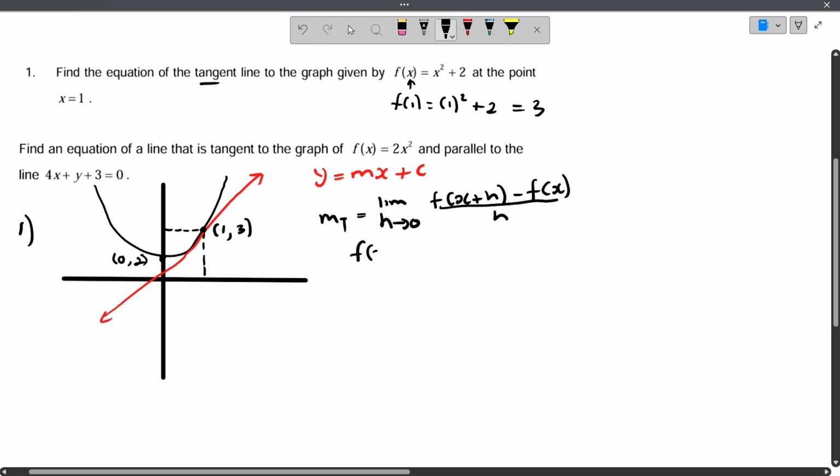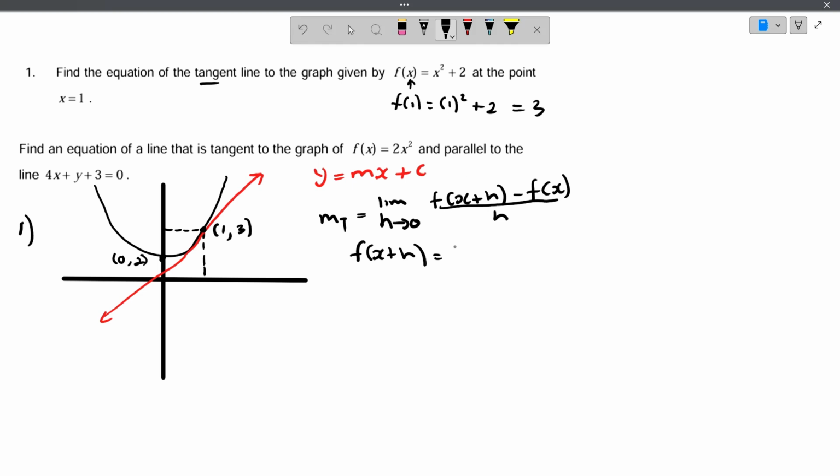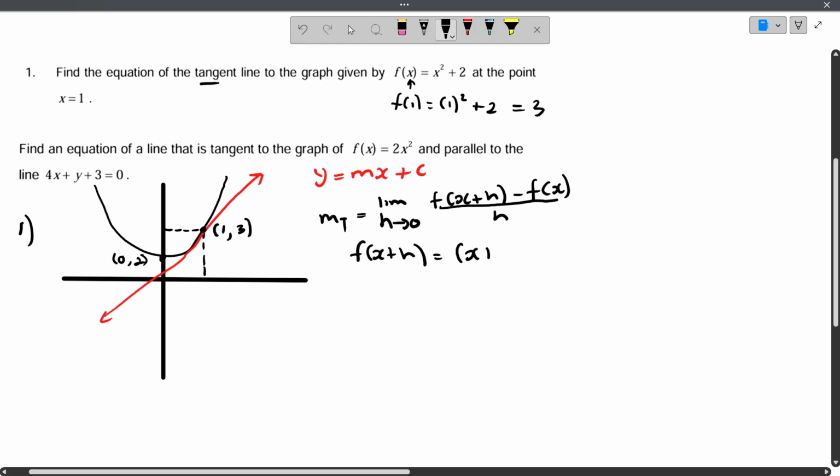Remember, what is f(x plus h)? Well, we are replacing x with x plus h, so wherever I see x, I'll put x plus h, which in this case is here. And then we'll have 2 right there. So let me expand the bracket. Therefore I'll have x squared plus 2xh plus h squared plus 2.